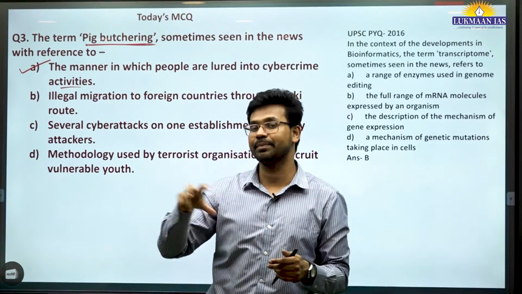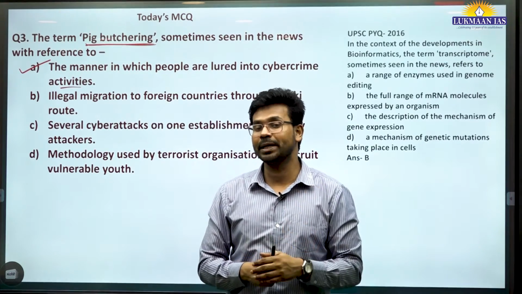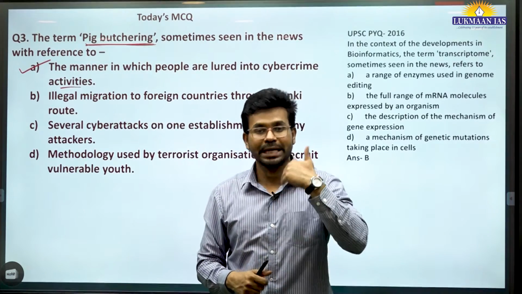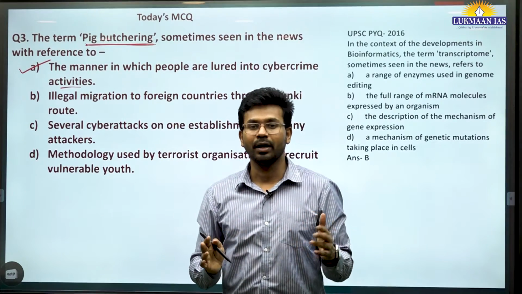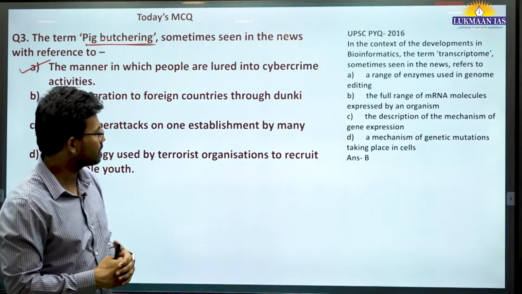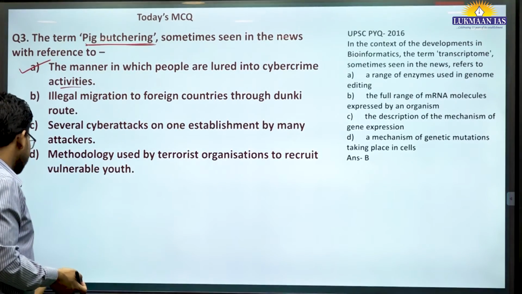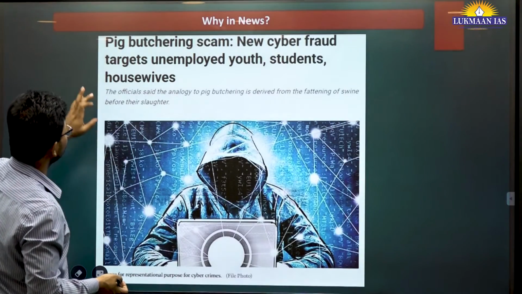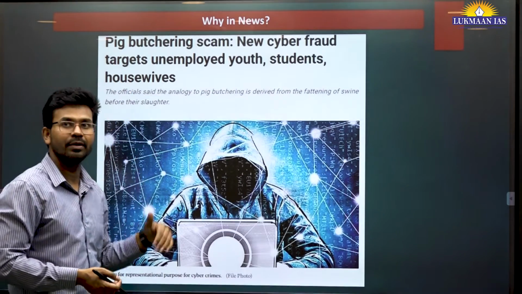Once you start investing money, what will happen after some time? When you want to withdraw the money, you will not be able to, or there will be a lot of difficulty. That's when you will realize that you were part of a cyber crime activity. You have been butchered. Initially they build a relationship with you and share a lot of things, but in the end they dupe you through cryptocurrency platforms. So this is about people being lured into cyber crime activities. Pig butchering scam: a new cyber fraud targets unemployed youth, students and housewives.